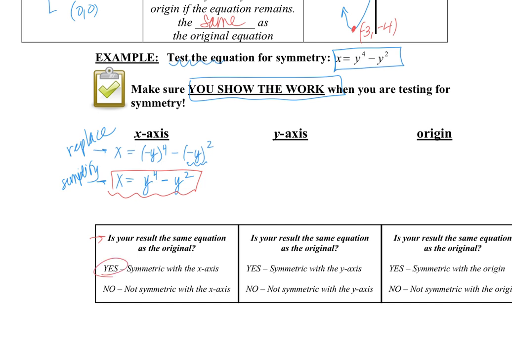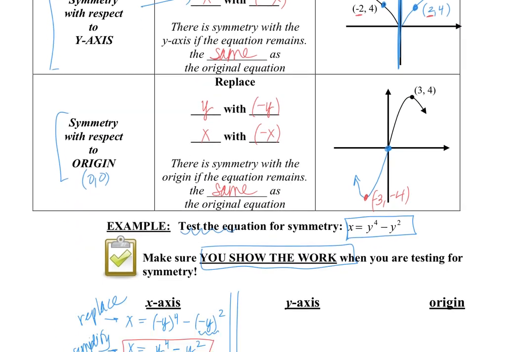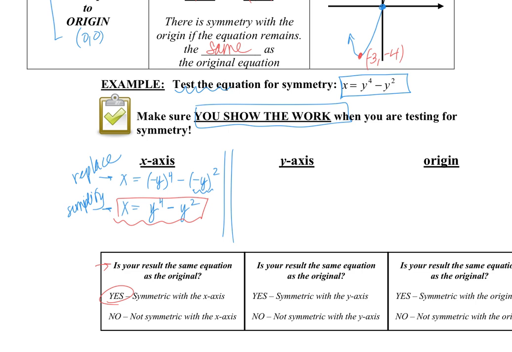Yes. Therefore, it's symmetric with respect to the x-axis. Now, that only means it's symmetric with respect to the x-axis. I have no idea about anything else. I have to do separate tests, okay? So when I test for symmetry with respect to the y-axis, remember my y-axis means I change the x. So this time I'm going to replace my x with negative x, and I leave the y's as they are.